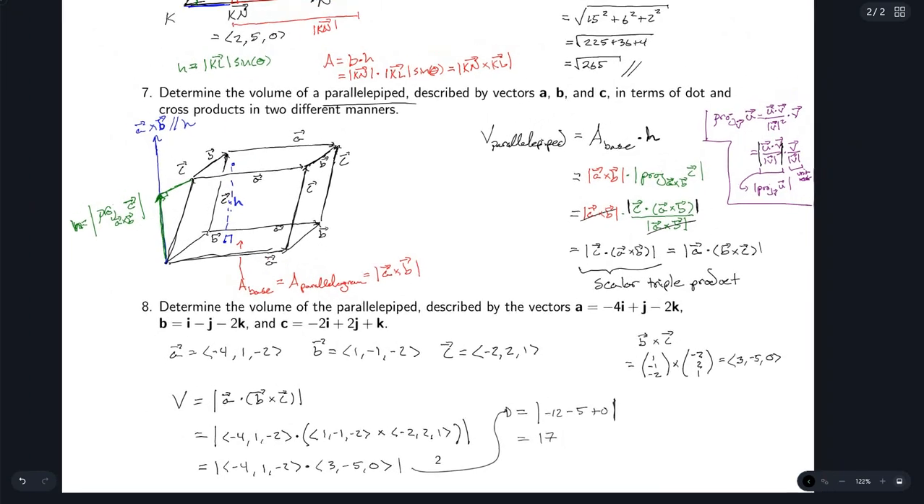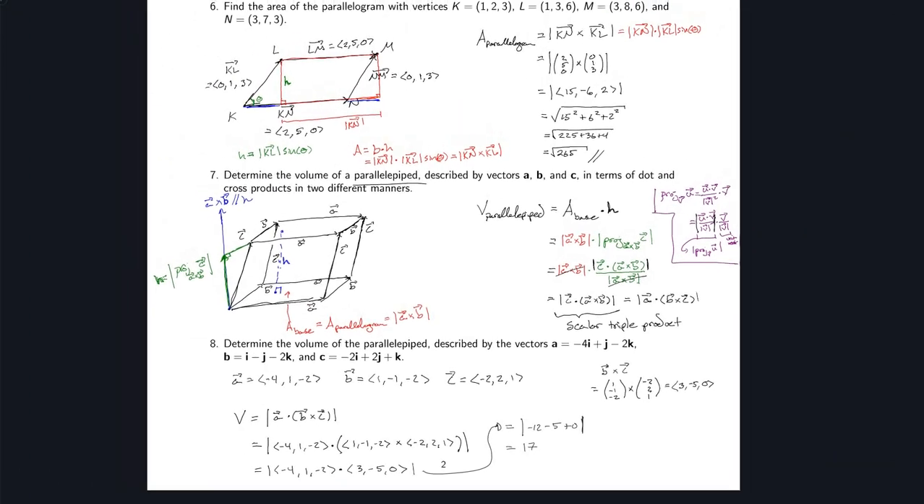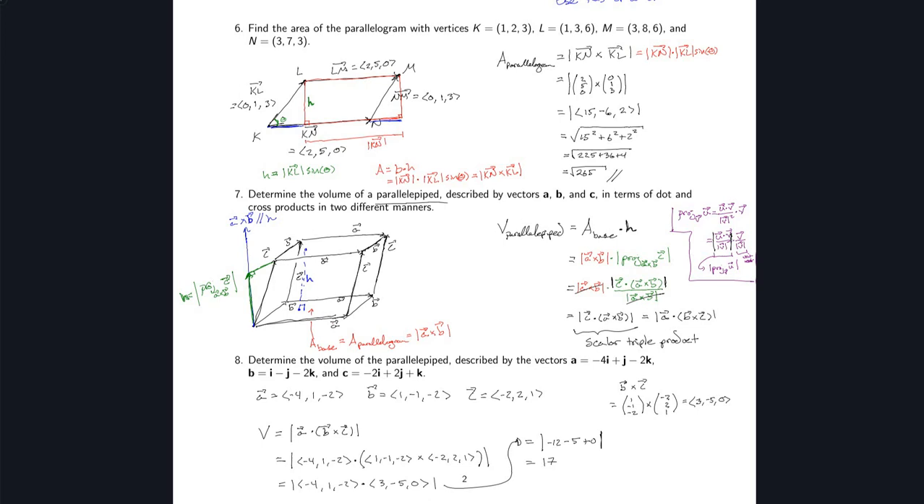And that's it. That's us applying our cross product to these geometric situations to find areas of parallelograms and volumes of parallelepipeds. So that's it for the section on cross products.